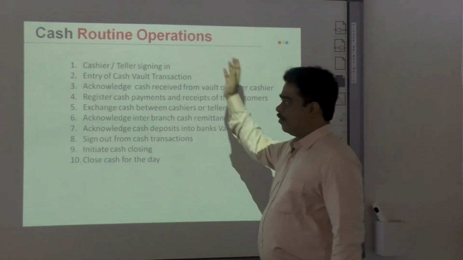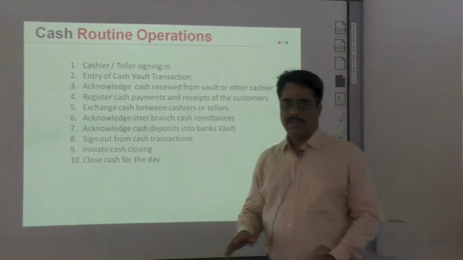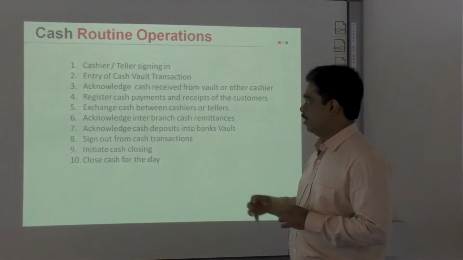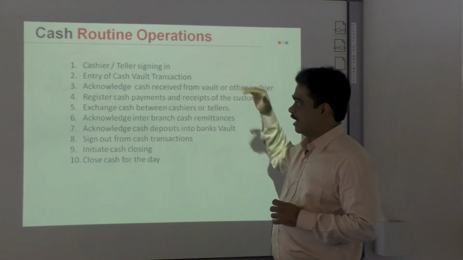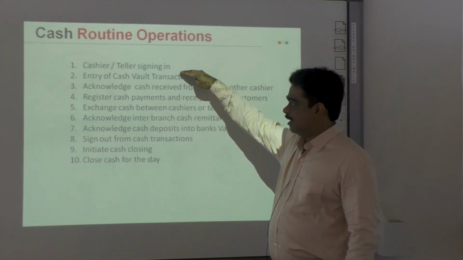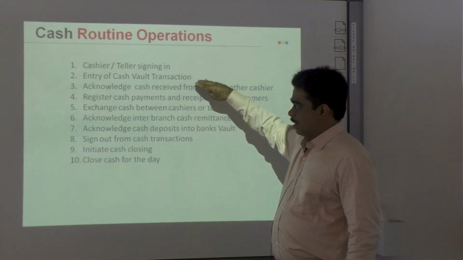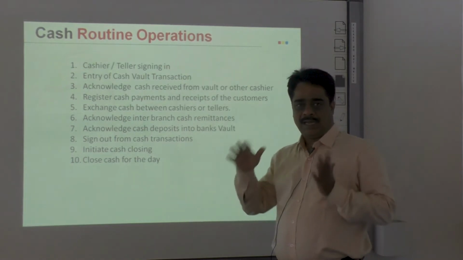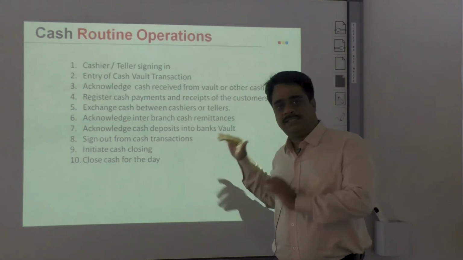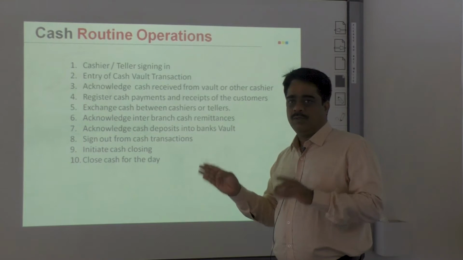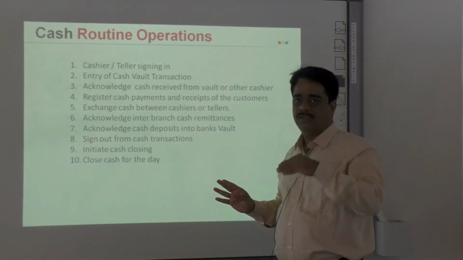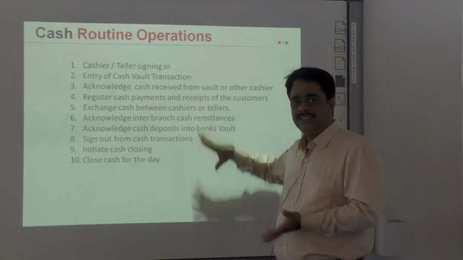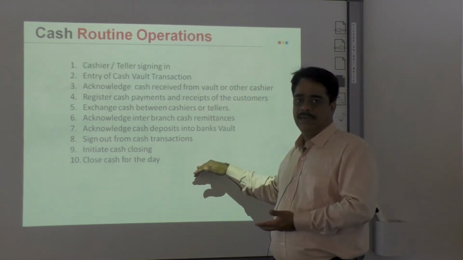So, whatever flow we had seen in the previous slide, how it has been made using the options that are available, that is what we have listed as cash routine operation. You can see here the cashier teller signing, entry of cash vault transaction. So, this is basically the cashier and teller cash related operation. We are not going into what the branch manager will do for cash opening and so on. These are the cashier and teller related operations.